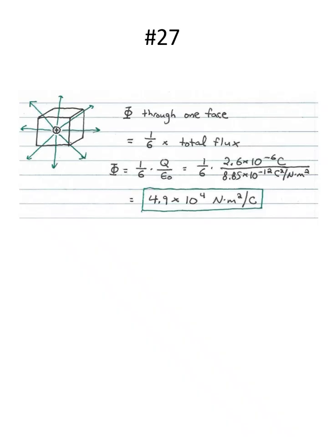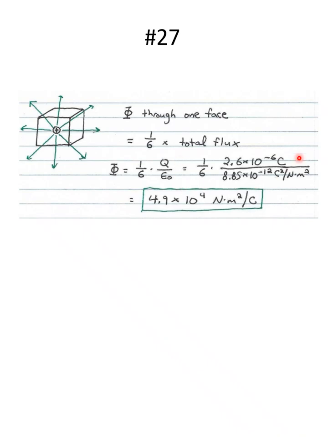Now, one face of the cube is one of 6 possible ways that the electric field can get to the outside, and so it's going to be 1/6 of the total flux. So here I've written the flux through one face is 1/6 of the total flux. And so let's do that. 1/6 times the charge enclosed divided by epsilon naught.